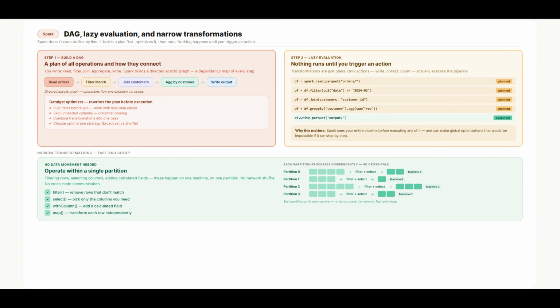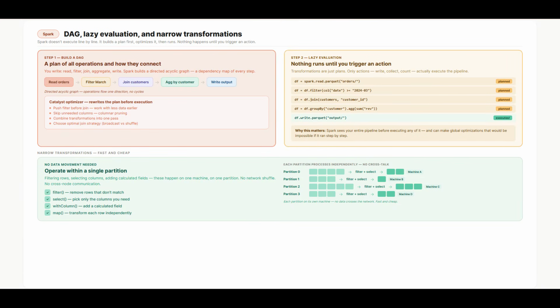Here's the mental model. When you write a Spark job, say read this dataset, filter these rows, join with another table, aggregate by customer, Spark doesn't just execute that line by line. It builds a DAG first, a directed acyclic graph, basically a plan of all the operations and how they connect. Then it optimizes that plan before running anything. The Catalyst optimizer figures out the most efficient order of operations. Can I push this filter down before the join so I'm working with less data? Can I skip reading columns I don't need? Can I combine these two transformations into one pass? Only then does it actually touch the data.